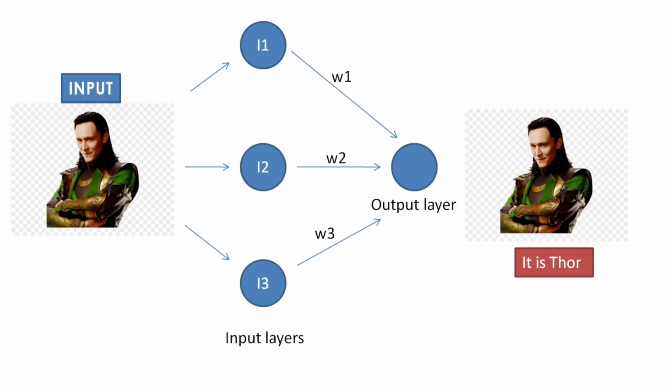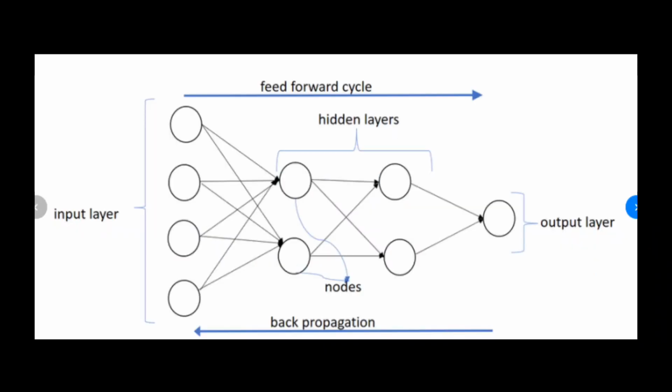Here we are having the Loki image, but at the end of the training, the neural network predicts this image is not Loki and it is Thor. You can also face this type of situation. At that time, this neural network goes back to its initial state and does some corrections according to the current result, and it will again do the prediction. That approach is called backpropagation.